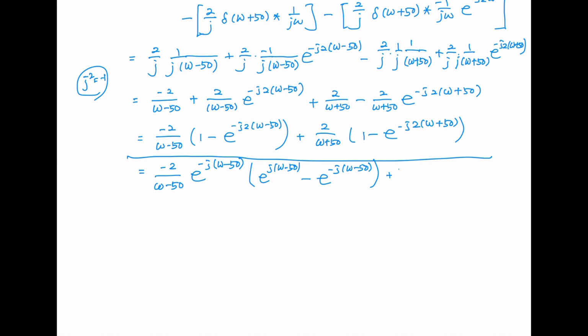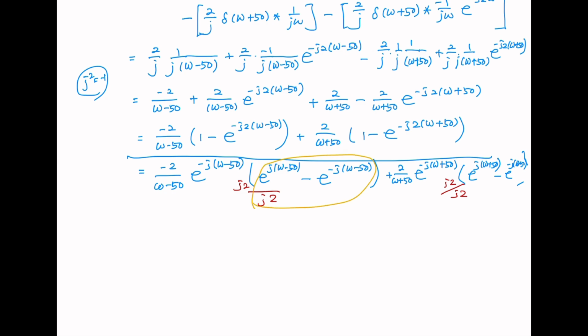Similarly, we're going to do 2 over omega plus 50. Take e to the negative j omega plus 50 out. Then we have e to the positive j omega plus 50 minus e to the negative j omega plus 50. Now we need to multiply j2 for the denominator, then we need to multiply j2 to the numerator. So we're going to multiply j2 here so that this whole term is going to be the sine term.